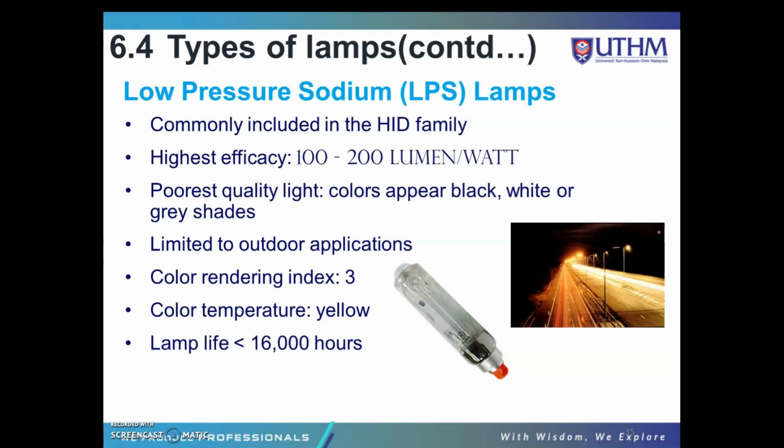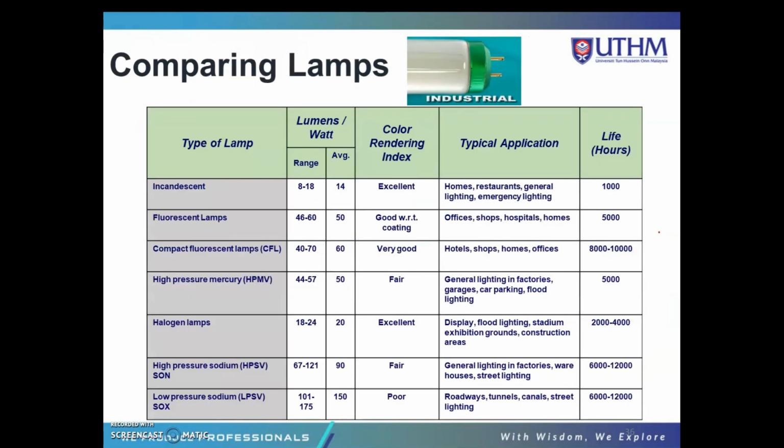Okay, highest efficacy is around 100 to 200 lumen per watt. Poorest quality light, colors appear black, white, or gray shades. Limited to outdoor applications, the CRI is 3, the color temperature is yellow, and the lamp life is less than 16,000 hours.